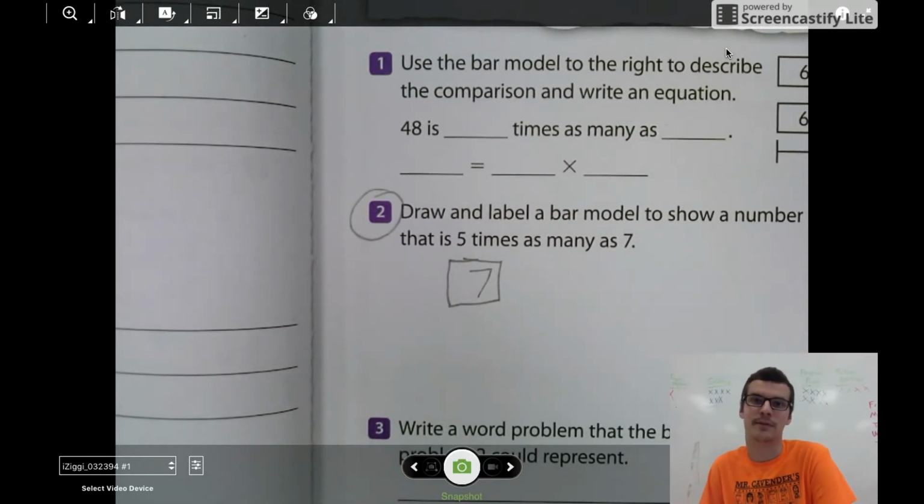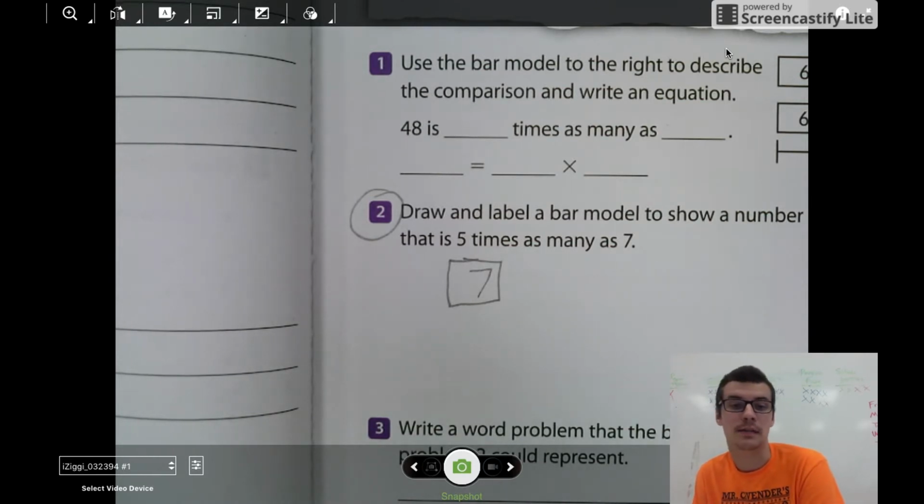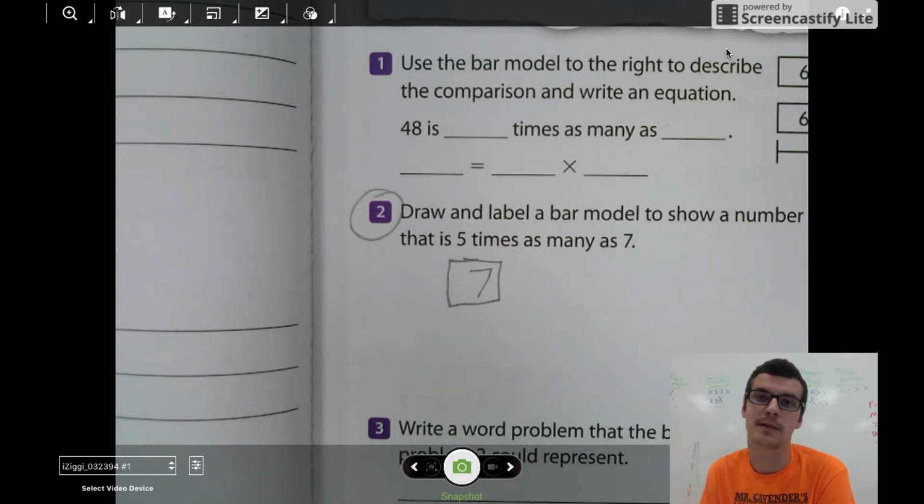I'm your host, Mr. Kavner, and today we're going to be talking about multiplication and division word problems. And so that's going to be our next thing that we're going into. We're done with Unit 1, moving on to Unit 2.